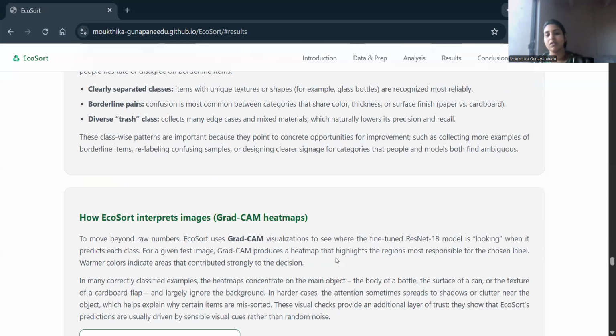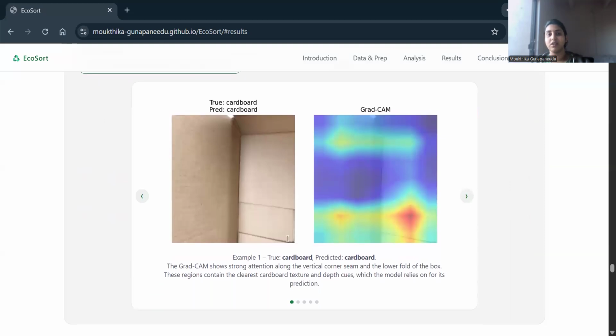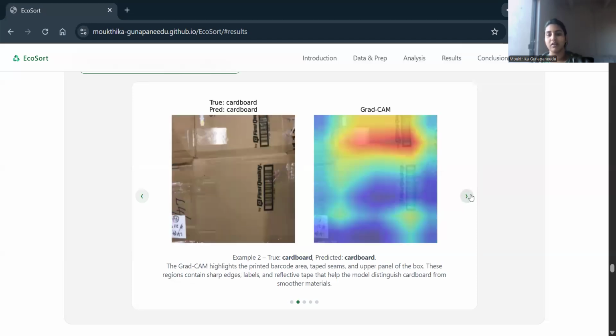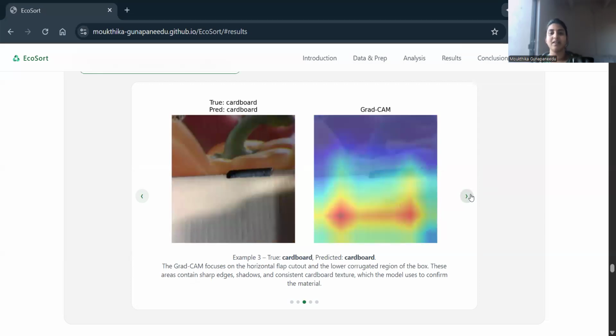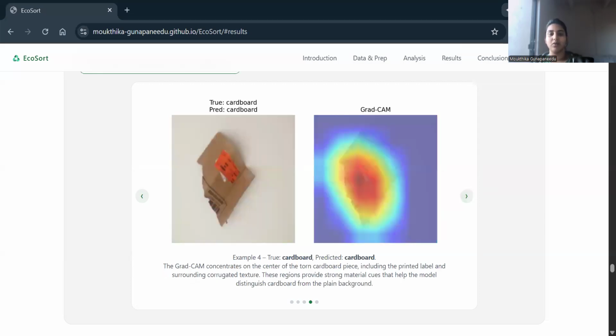And I also wanted to see how the model is actually looking at the images, and I used Grad-CAM visualizations to understand that exactly. And Grad-CAM generates a heat map overlay on the original image, and it shows the regions that contributed most to the model's predictions. So warmer colors means stronger influence. And across all of these examples, you can see that it's really focusing on the area where it's kind of getting the idea that okay, this is cardboard.